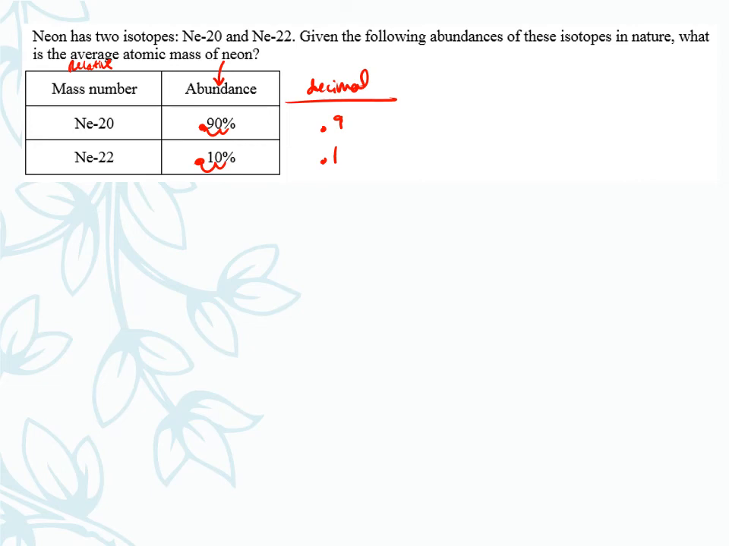Next step, we're going to multiply our mass number by our decimal abundance. And you might be thinking, but it doesn't tell me where my mass is. These numbers actually are the mass numbers rounded to whole numbers. So I'm going to take neon 20, and multiply 20 by 0.9. 20 times 0.9 is going to give me 18. Then 22 times 0.1, that's going to give me 2.2.